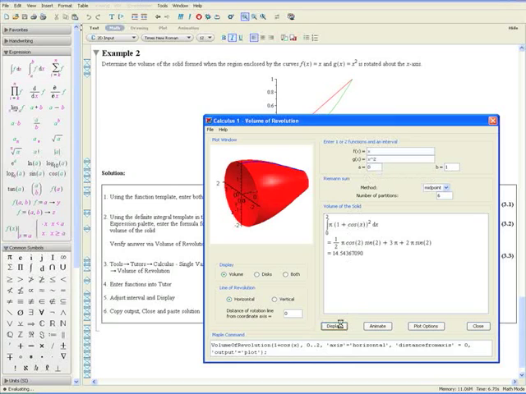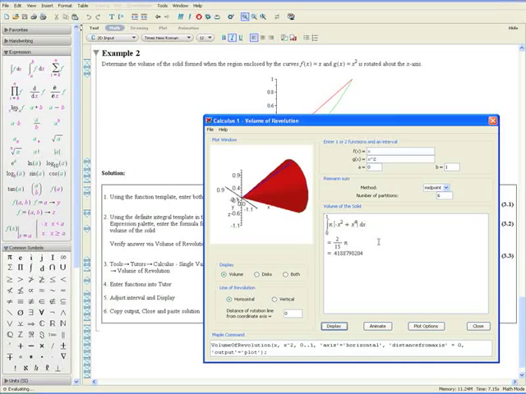Just click display, and notice that the Volume of Revolution tutor gives you the exact answer which we had already received before. It gives you the exact answer and an approximation of the exact answer. But if you'd like to know how the Riemann sum looks, we can approximate that by going to Disks under this display menu here and click on Display.